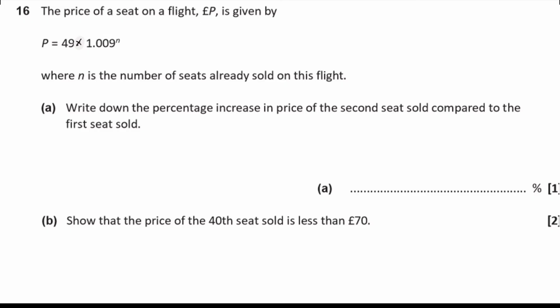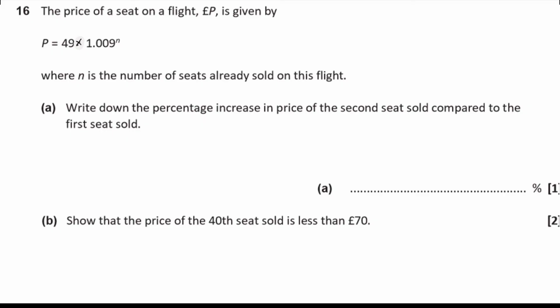The price of a seat on a flight, in P pounds, is given by P equals 49 times 1.009 to the power of N, where N is the number of seats sold on this flight. So this is like a growth and decay question, like compound interest, where every ticket is going to be slightly more, depending on how many seats have already been sold. Part A: write down the percentage increase in price of the second seat sold compared to the first seat sold.